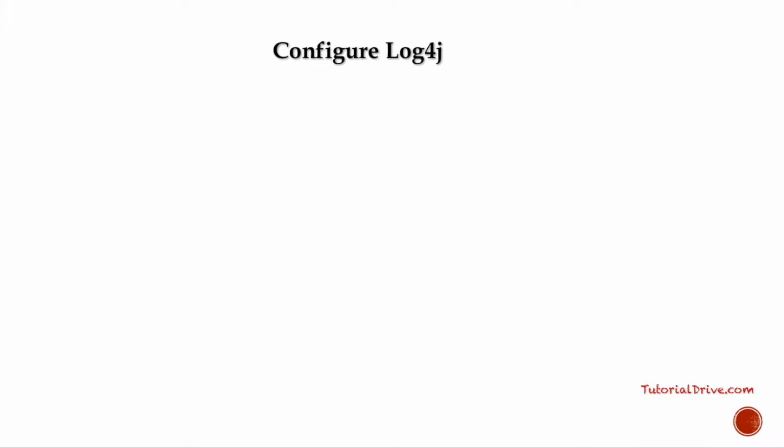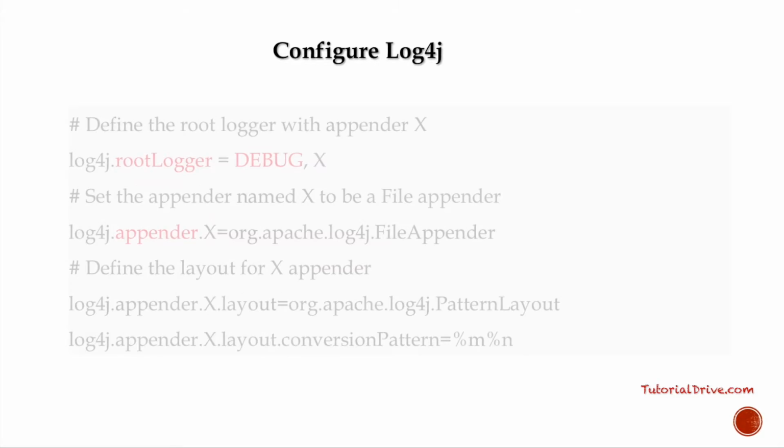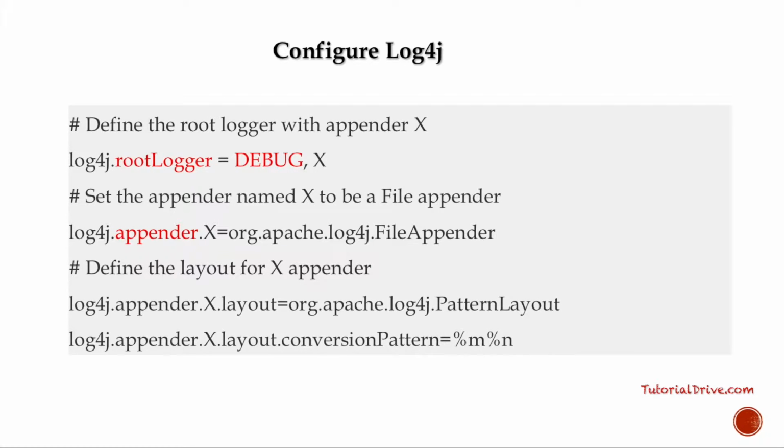So today we will see how to configure Log4j. The core components to configure Log4j are discussed here. So configuring Log4j involves assigning the level, defining appenders, and also specifying the layout objects in the configuration file.